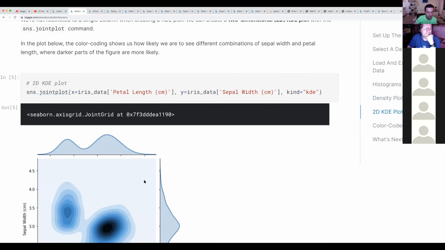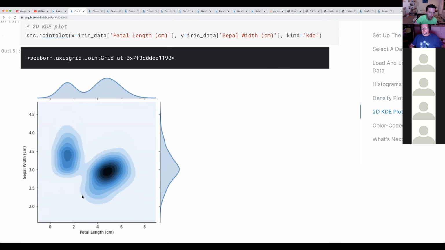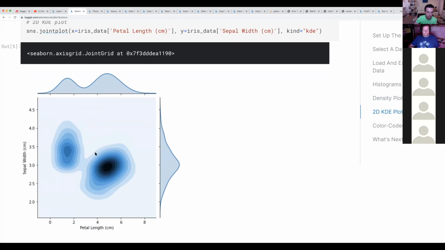Awesome. Then if I want to look at both the width and the length of a flower, the petal length and the sepal width here, you can look at a joint distribution visualization, and then you can look at the KDE plot of the length and the individual KDE plot of the width on this axis. And the darker the color, the more observations you have in that XY combination.